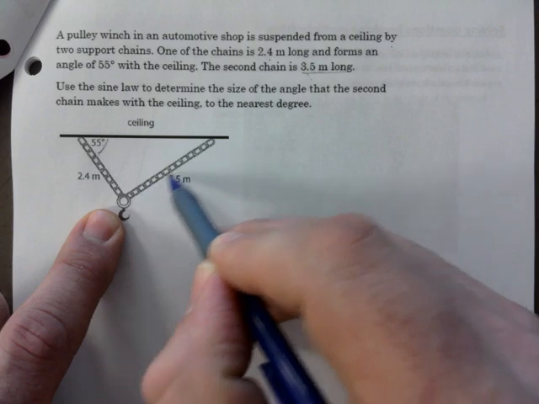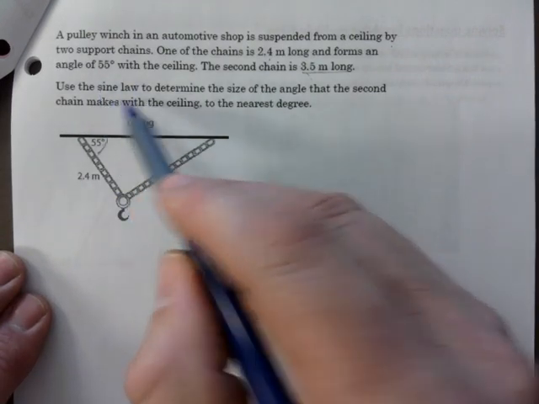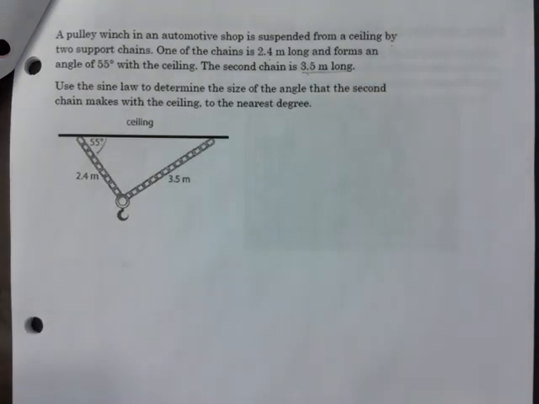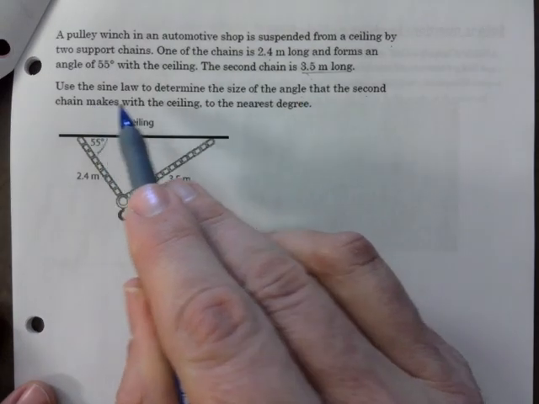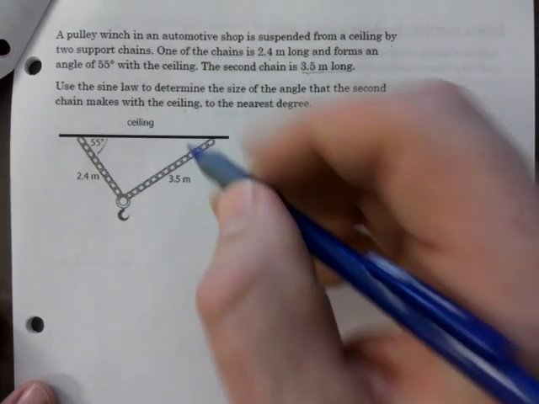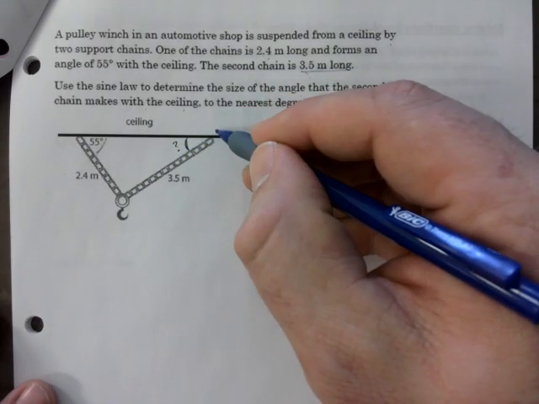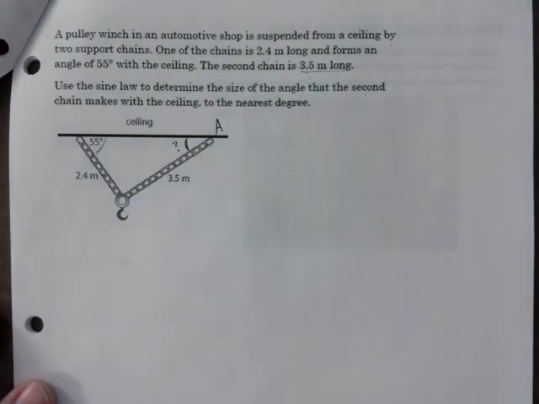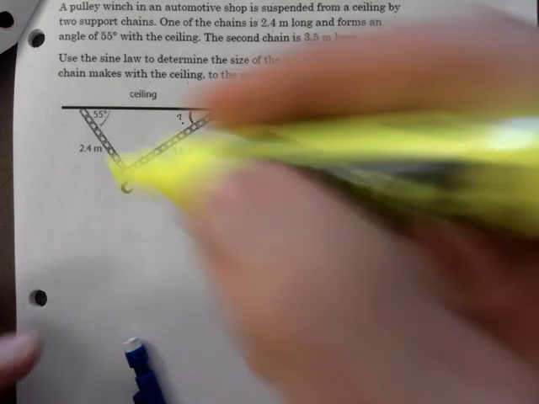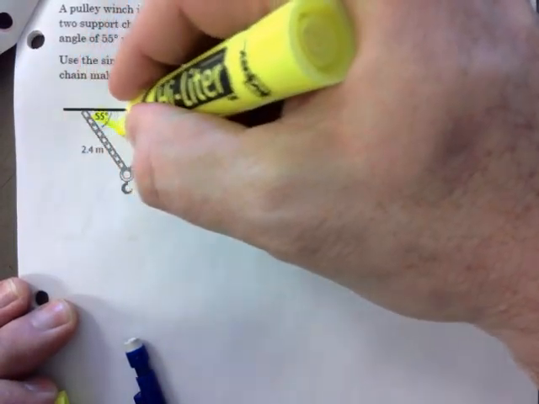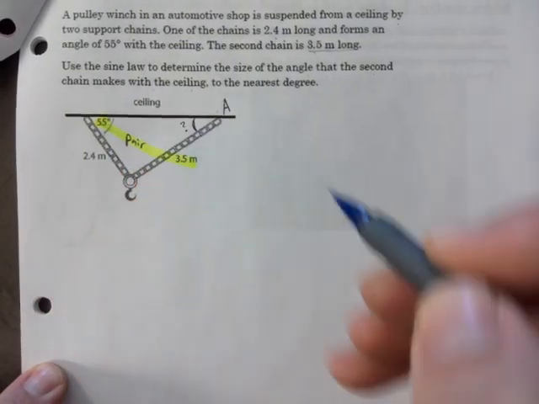3.5 meters long is the second chain, so it's off-centered, of course. Again, I don't want it to tell you that it's the sine law, but for now, that's all we know anyways. Determine the size of the angle that the second chain makes with the ceiling. So this is the one they want here. That's our question mark. We're going to give it a letter, since there's no letter there. That's what we're after. We do have our pair, right? Starting tomorrow, there may not be a pair, but for now, they all do.